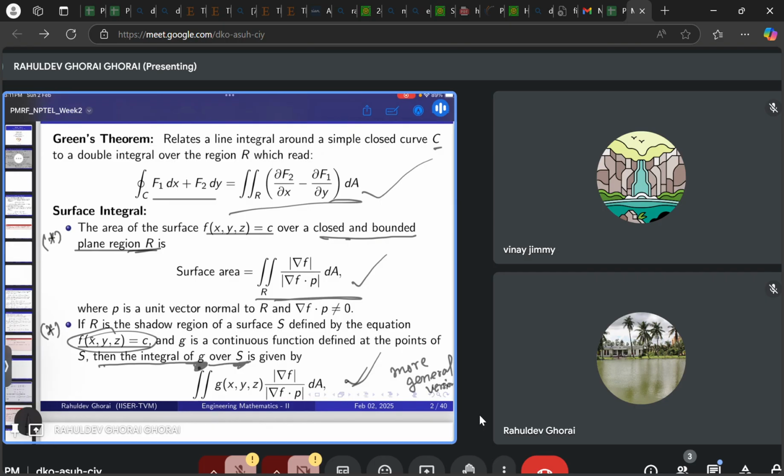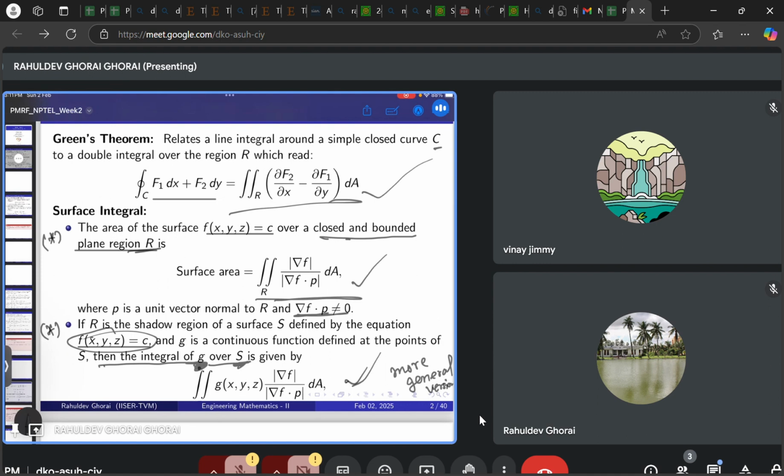The condition is that gradient f dot p has to be not equal to 0; only then is this formula valid. Here p is the unit normal to the plane R.